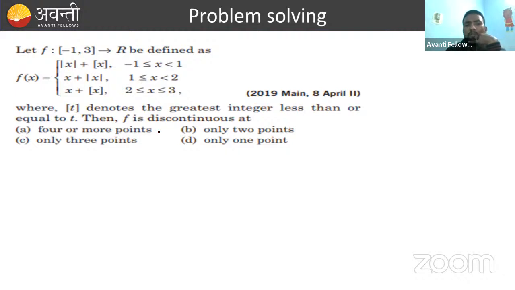There are so many functions like mod x or the greatest integer function of x, so first we have to remove all those signs, then we can clearly see. If you observe the greatest integer function of x from -1 to 1, you know that from -1 to 0 the greatest integer function of x is -1, and from 0 to 1 it is 0. So from -1 to 0 it is a different thing, and from 0 to 1 it is a different thing.